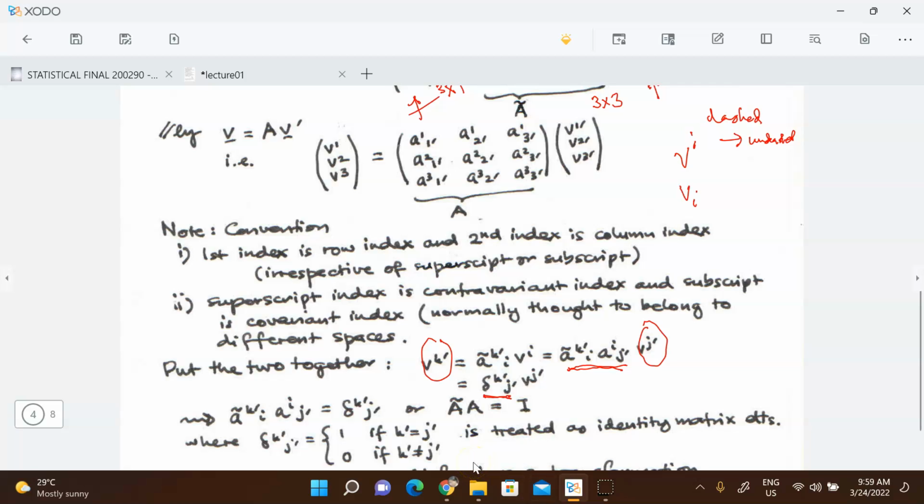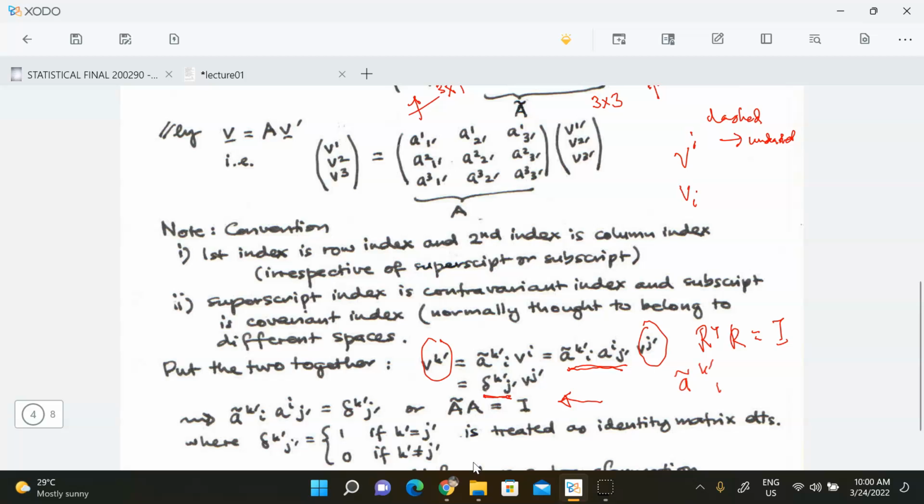So what does that say? A tilde times A. Think of this as a matrix now. A tilde times A equals this Kronecker delta. What is the Kronecker delta? It's the identity matrix. Now, where have you seen this before? Some matrix times another matrix gives you the identity. Inverse matrix, that's right. Rotation matrix, what does it look like? It's R transpose R.